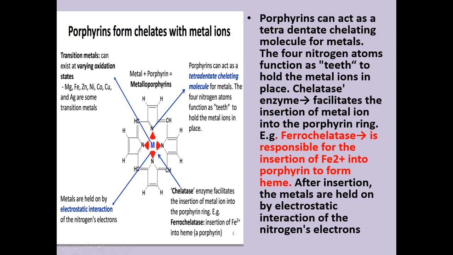Chelatase enzyme, that is ferrochelatase, facilitates the insertion of the metal ion into the porphyrin ring. Ferrochelatase is responsible for insertion of iron into the porphyrin to form heme. After insertion, the metals are held on by electrostatic interactions of the nitrogen electrons.